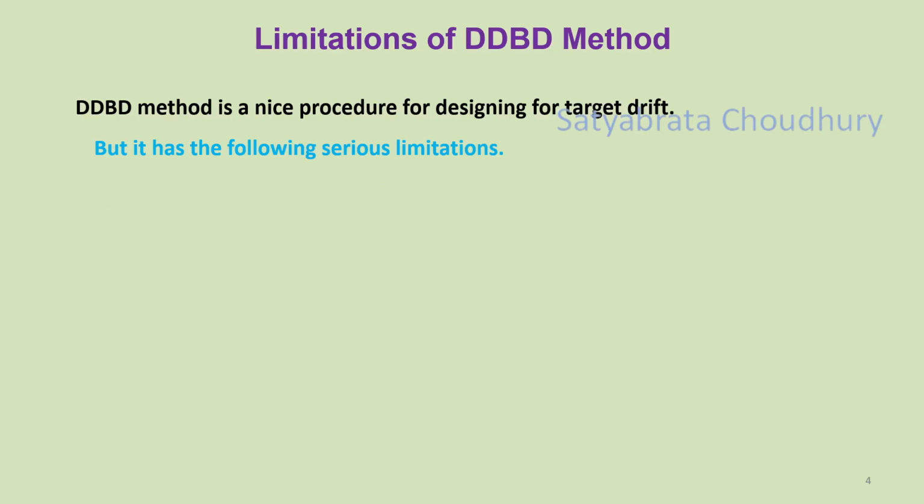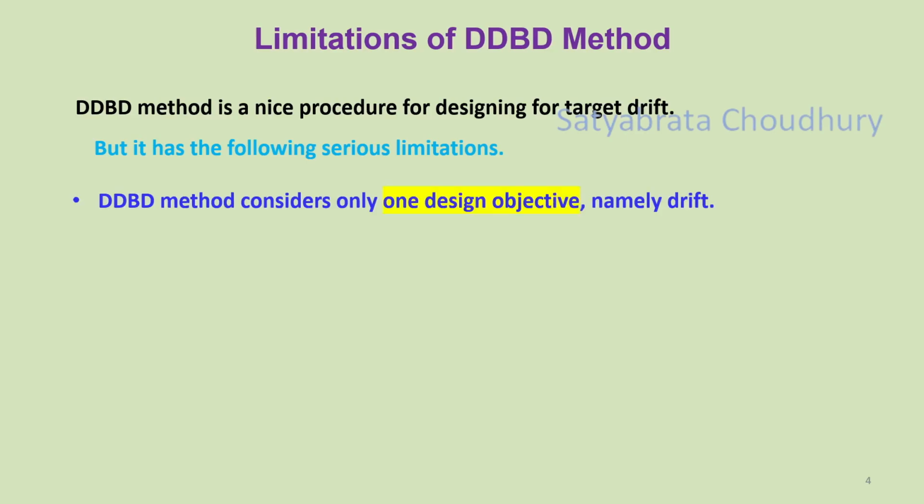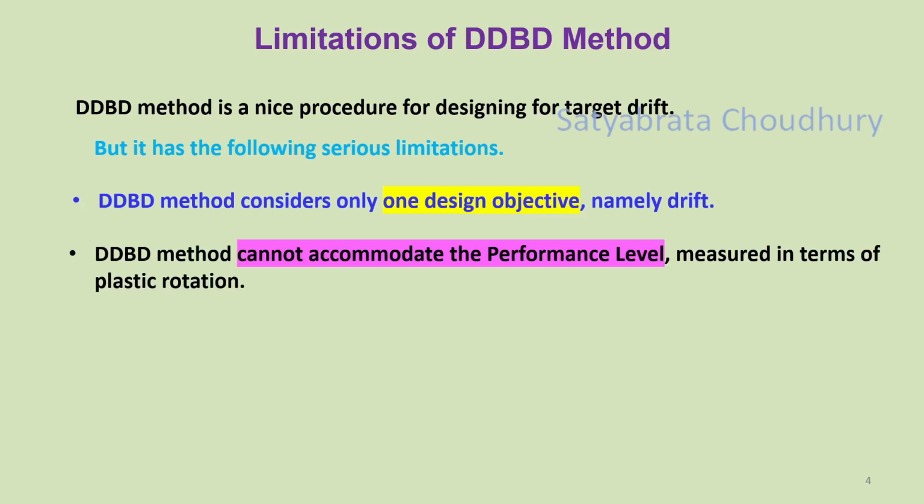But the limitations are like this. It takes only one parameter, one design objective, the drift, and it cannot accommodate the performance level, which is very important to declare the performance level of any structure. So you cannot decide the performance level of a structure from only drift. That becomes a serious limitation of this method of DDBD.